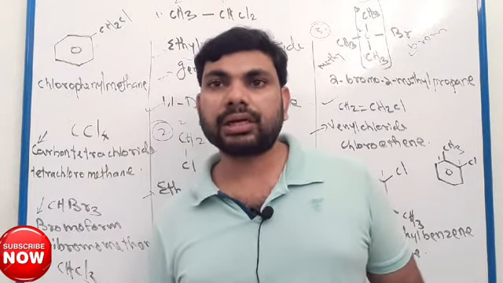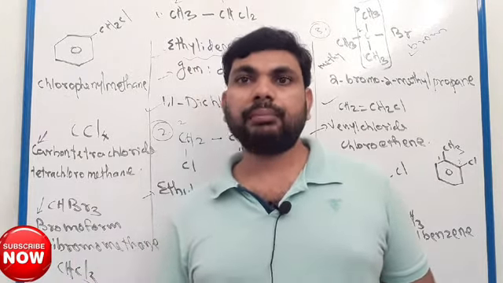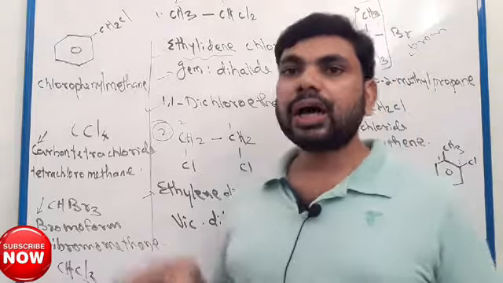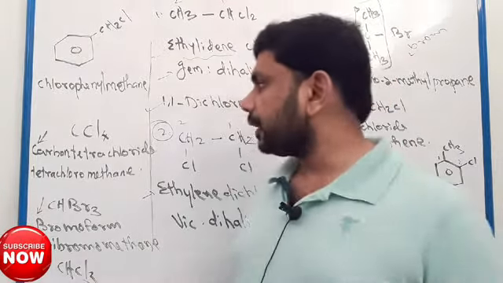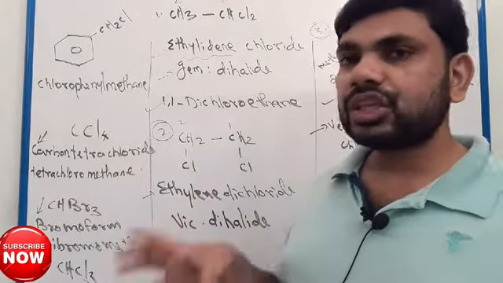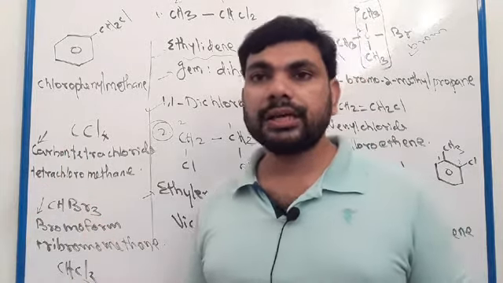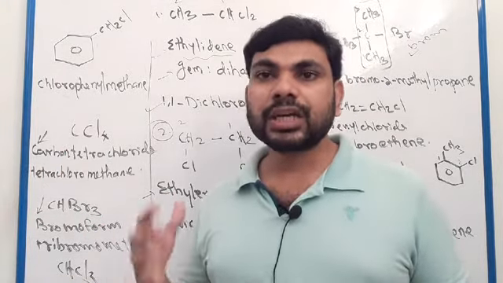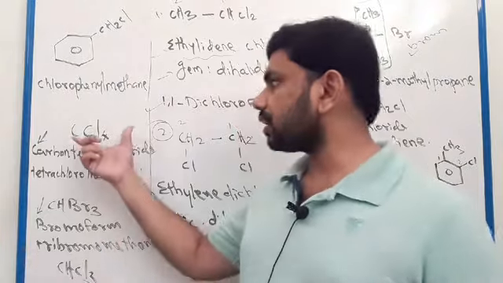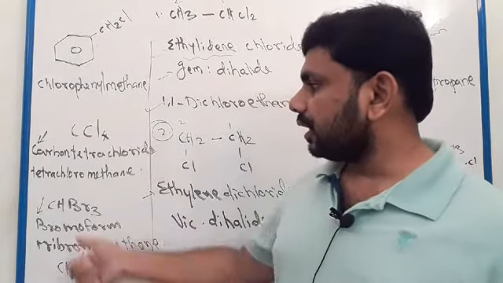CCl4, carbon tetrachloride. This is the common name of CCl4, carbon tetrachloride. Okay, and its IUPAC name is tetrachloromethane. Here there is only one carbon, you cannot see hydrogen, but it is methane. Tetrachloromethane.